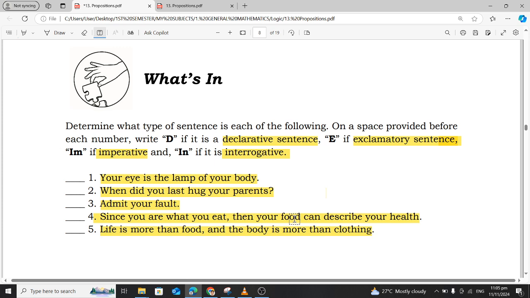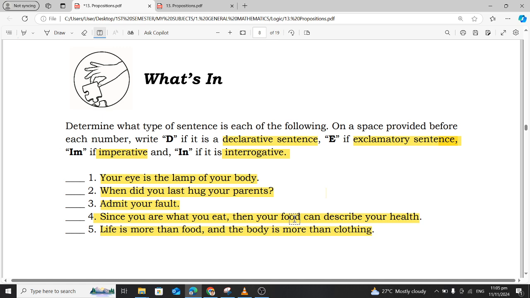Okay, we have declarative. What is a declarative sentence? It is a statement, class, that gives you information, and it ends with a period. Now, an exclamatory sentence is a sentence that expresses strong emotions, okay? But it ends with an exclamation point.